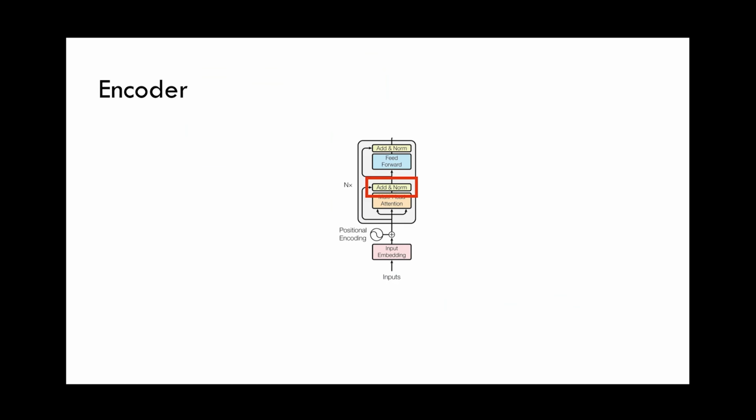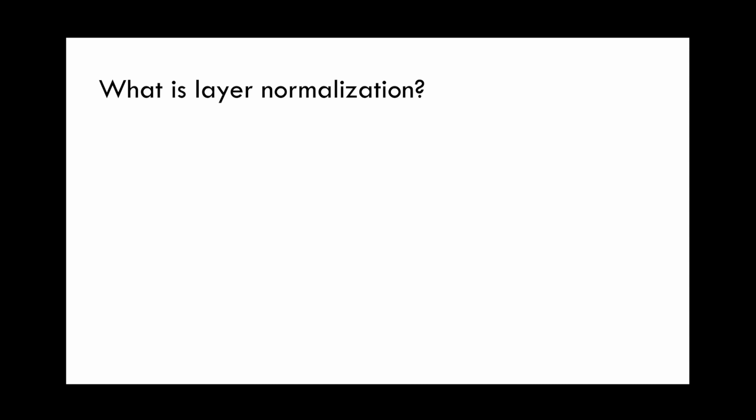Now that we have seen the multi-head attention and how it is calculated, let's go to the next layer, which is the add and norm. Now I will concentrate on what layer normalization is, how it is used in the transformer, and why it is important. So what is layer normalization?